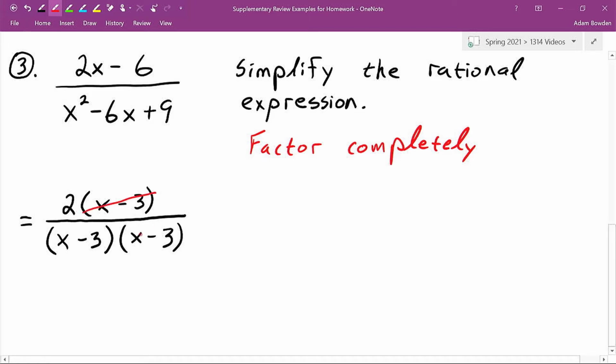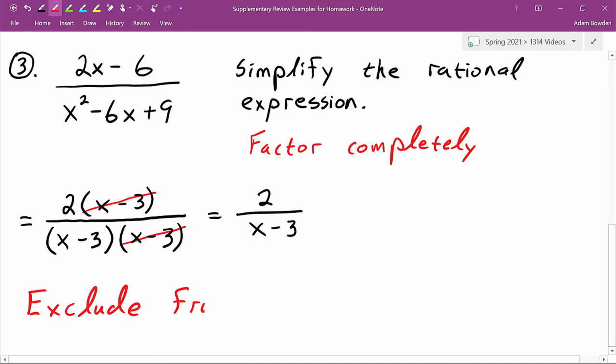Now what will happen is we can actually cross out an x minus 3, and that would simplify it down to 2 over x minus 3. Now the question in the homework, this is not something I would usually ask when we do this a lot of times, but it says what needs to be excluded from the domain. We'll talk more about this later when we actually are specifically thinking about the domain in a later section.